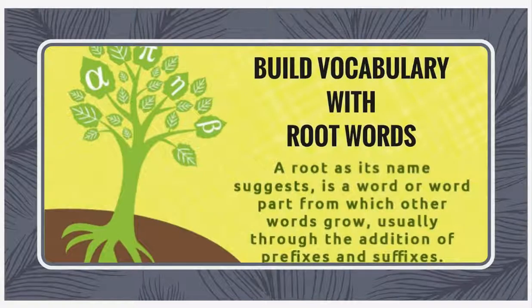Let's take a look at how we can build vocabulary with the root words. Now, a root, as its name suggests, is a word or word part from which other words grow, usually through the addition of prefixes and suffixes. So just like a tree has roots, a tree has many roots, and that's how the tree takes shape. Then the branches come out of a tree, and the branches have leaves hanging onto them. Similarly, there are root letters that give shape to words, and then the words have meanings, and the words are put into sentences, and the sentences start making sense to us. So that's how the construction is made of all of that.